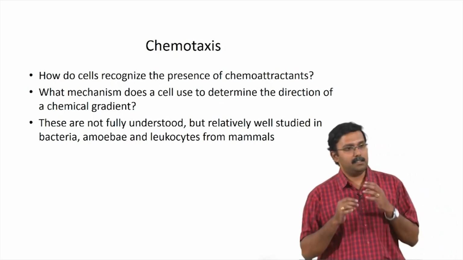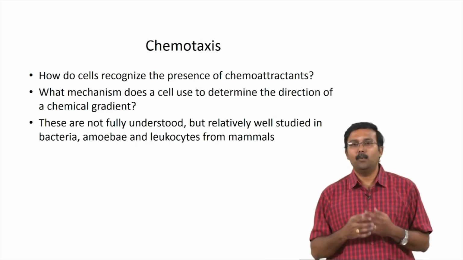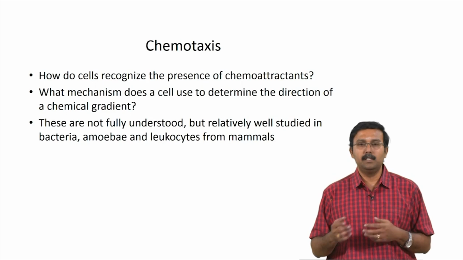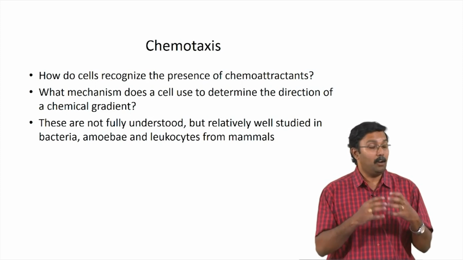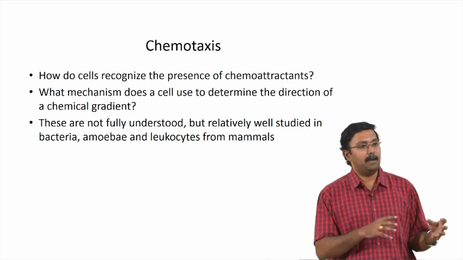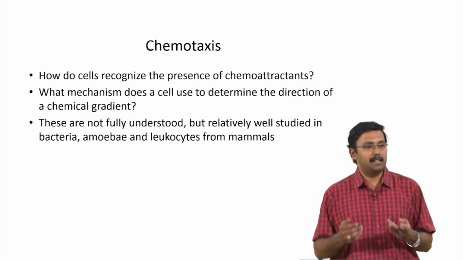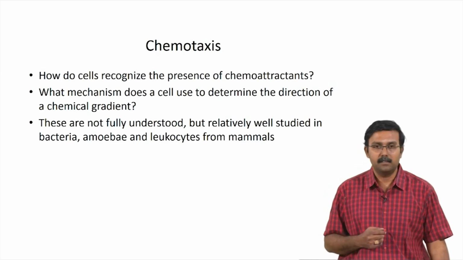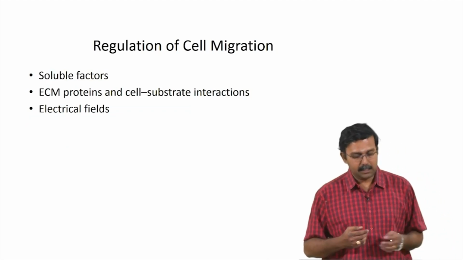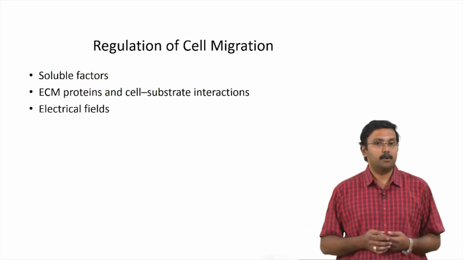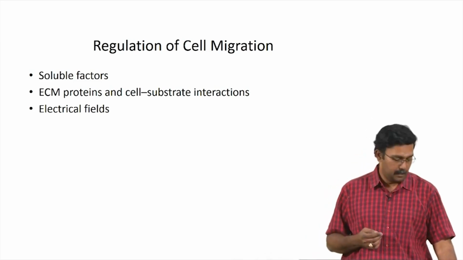However, it is still not fully understood how cells recognize the presence of chemoattractants and what mechanism the cells use to determine the direction of the chemical gradient. This is not understood in mammalian cells, but it is very well understood in bacteria and other unicellular organisms. So, not all mammalian cells have been studied well enough to understand these factors. Okay. So, some of the factors which can regulate cell migration are soluble factors, ECM proteins, cell substrate interactions, and even electrical fields have been shown to impact cell migration.